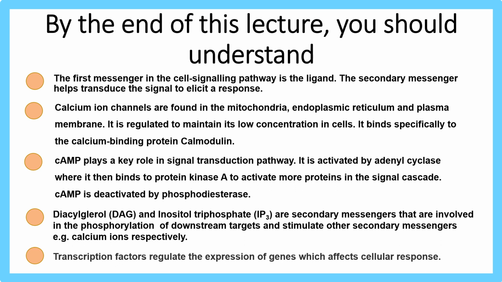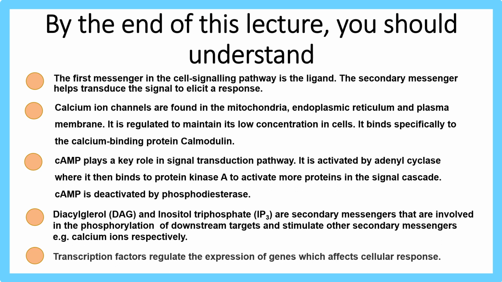So calcium ion channels are found within the mitochondria, the endoplasmic reticulum, and the plasma membrane. It is regulated to maintain its low concentrations in the cell. It binds specifically to the calcium binding protein called calmodulin.